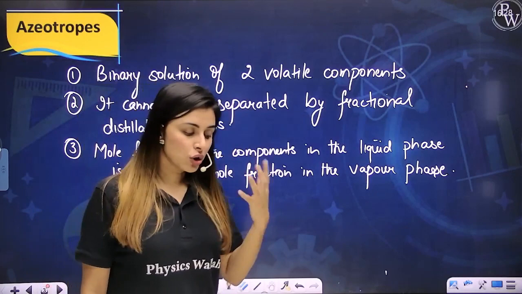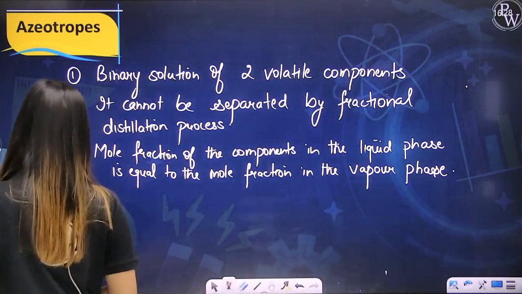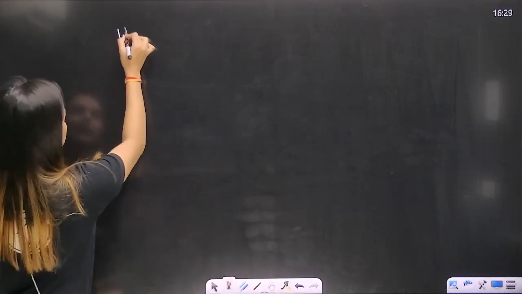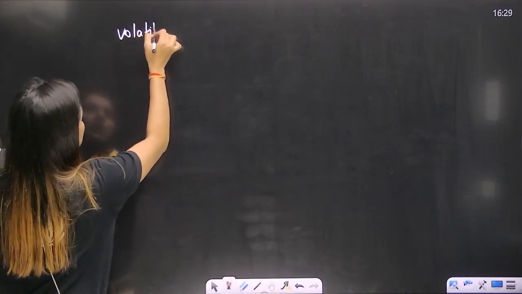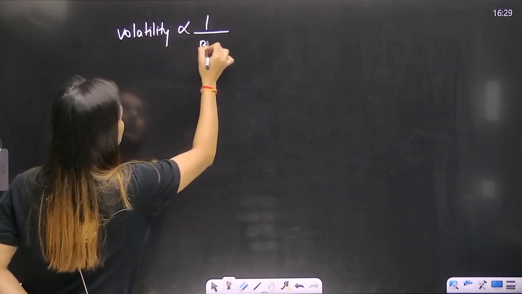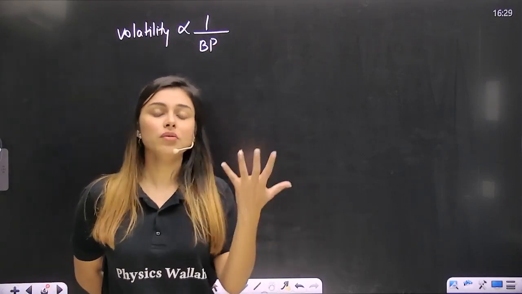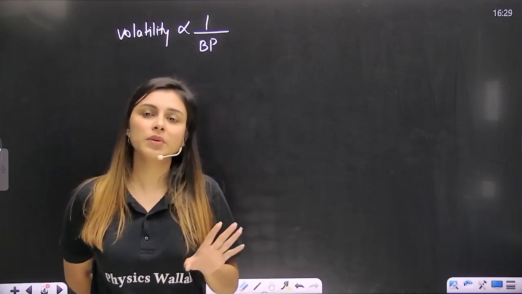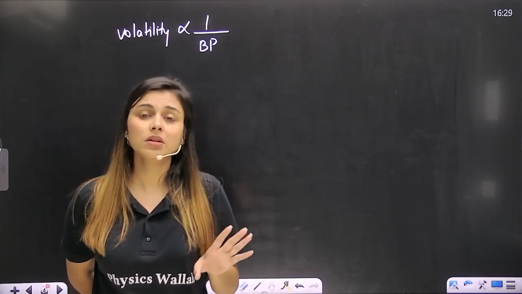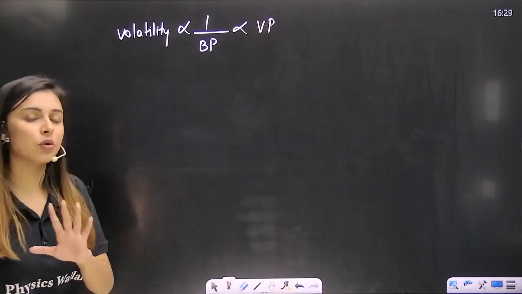Okay, yes. So now, my dear students, how are you going to understand that? For understanding that, you need to understand that, my dear students, I just told you that volatility is actually inversely proportional to the boiling point. Volatility is actually inversely proportional to the boiling point. The more volatile a component will be, the lesser will be its boiling point, and the more will be its vapor pressure. Right? Yes, I hope we are clear with this concept.